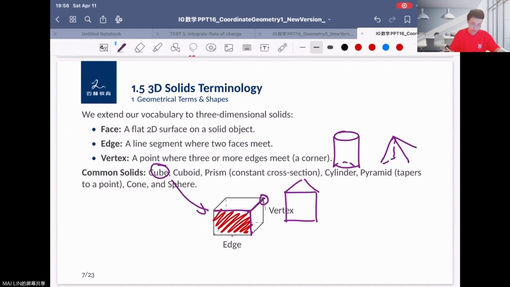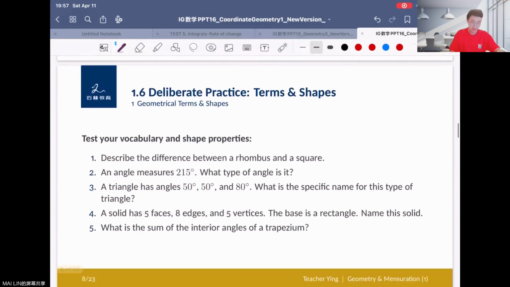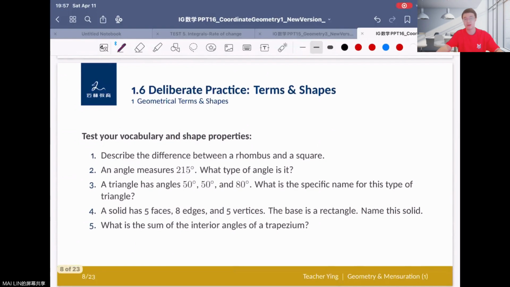It's a pyramid, and the cone. Cones look like this, with a circular surface. And the sphere. Sphere means just like a ball. That is a sphere. So that is for several terminologies we have to know about this. And also here's some deliberate practice for you. So you can just do it on your own, or you can also listen to me.